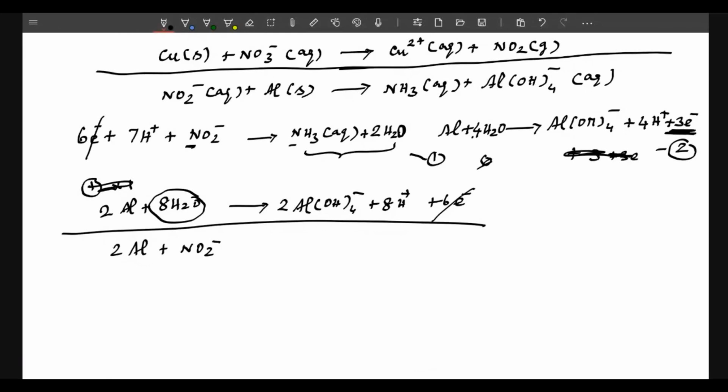Balance is how much? 7 H plus. Have we balanced correctly? Is there any wrong in this? 4, 8, 2 in this side.